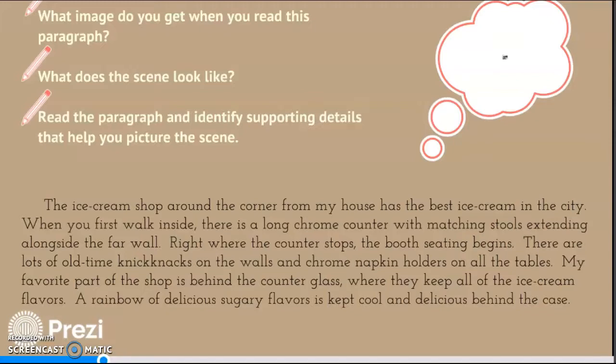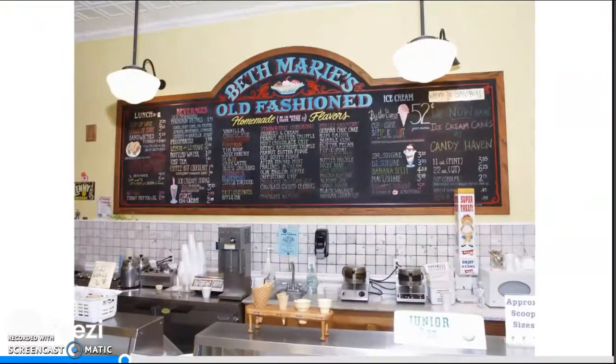The ice cream shop around the corner from my school has the best ice cream in the city. When you first walk inside, there is a long chrome counter with matching stools extending alongside the far wall. Right where the counter stops, the booth seating begins. There are lots of old knickknacks on the wall and chrome napkin holders on all the tables. My favorite part of the shop is behind the counter glass, where they keep all of the ice cream flavors. A rainbow of delicious sugary flavors is kept cool and delicious behind the case.